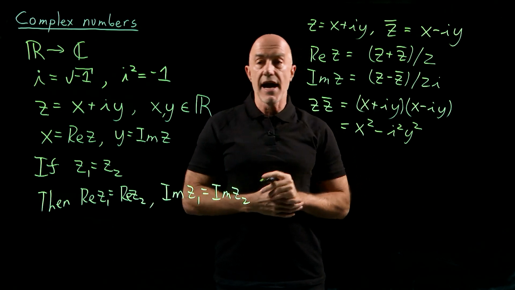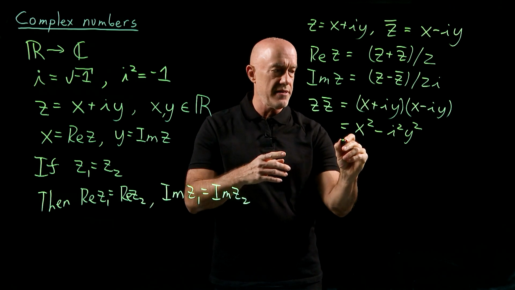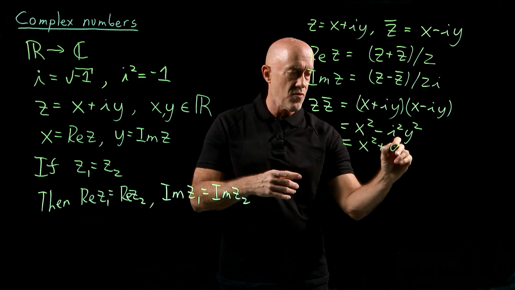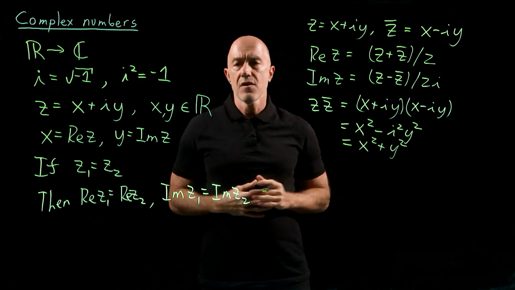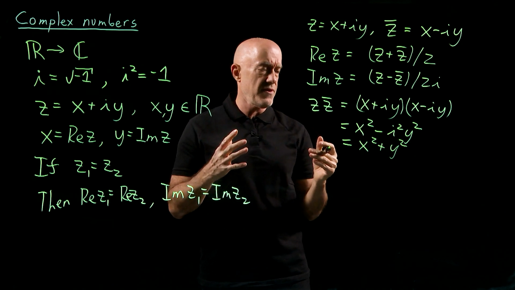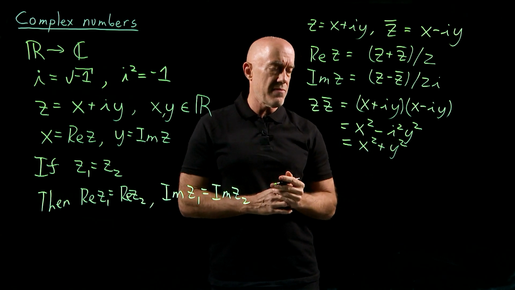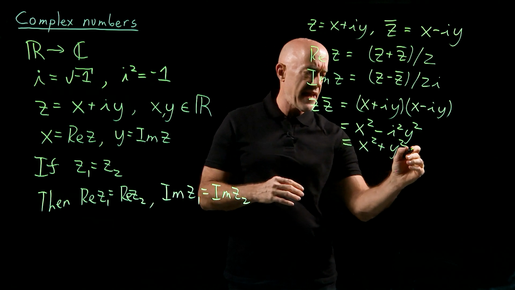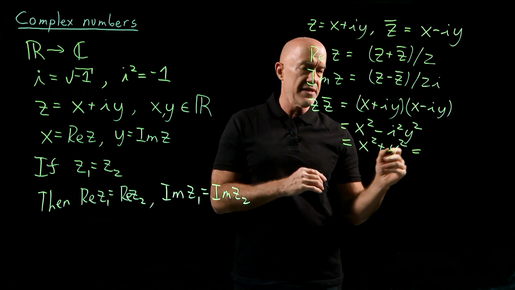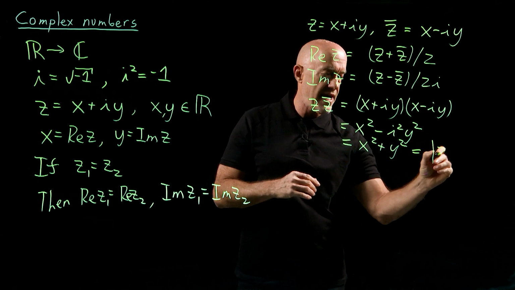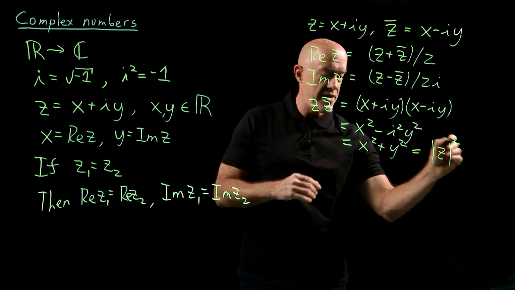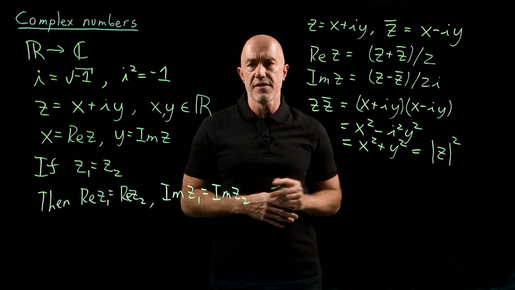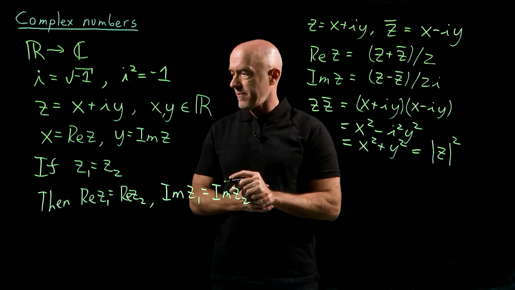And then because i squared is equal to -1, the negative sign cancels and we get x squared plus y squared, which is a positive or a non-negative number. So that we can define an absolute value. This one is actually defined as the absolute value of z squared, sometimes called the modulus of z. So occasionally this will come in handy.